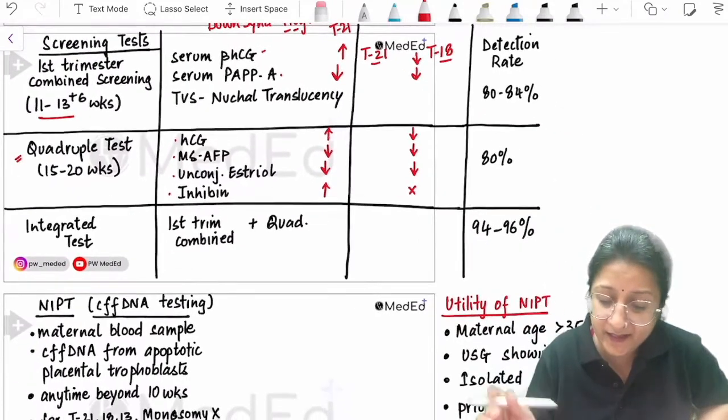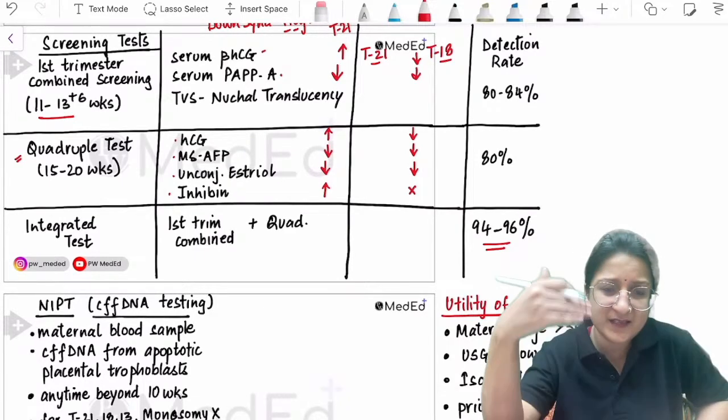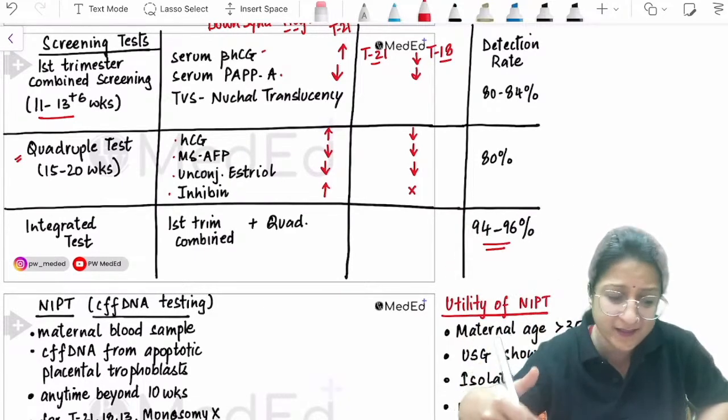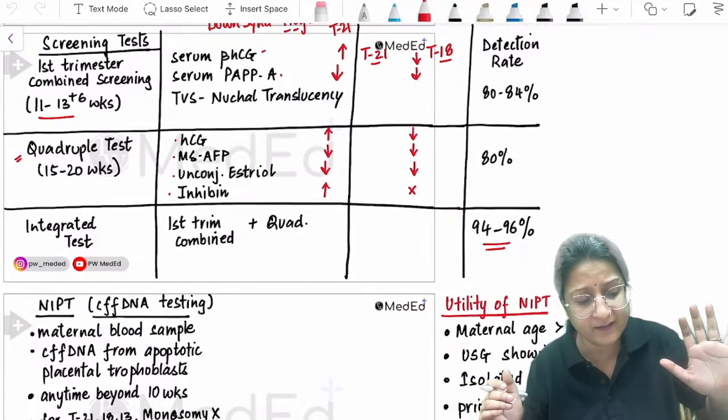The detection rate of the integrated test is quite high, 94% to 96%. Rest, combined screening and quadruple screening, they have comparable detection rates.